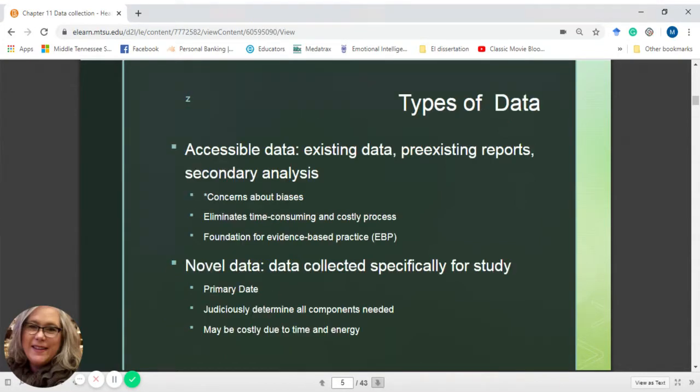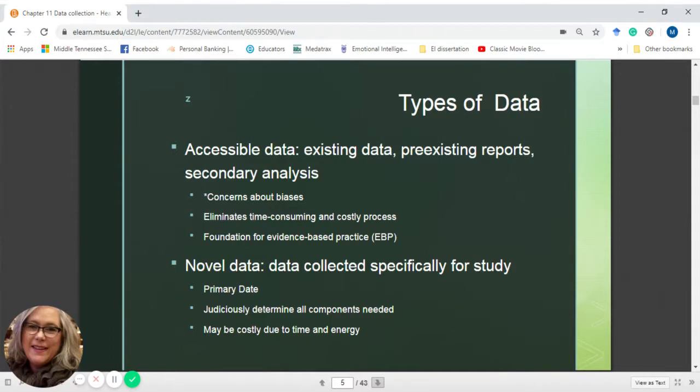Our types of data, then, we have accessible, existing data: secondary analysis, pre-existing reports, chart reviews, retrospective studies based on a chart review. We do have some concerns about bias with this, but this is data or information that we can access to collect data that's already in existence. This is what our evidence-based practice is really founded on.